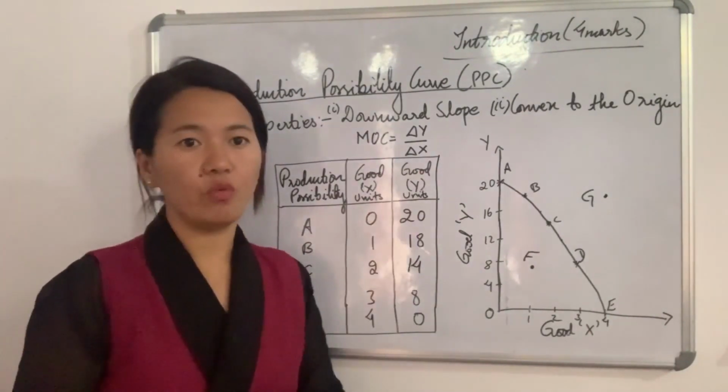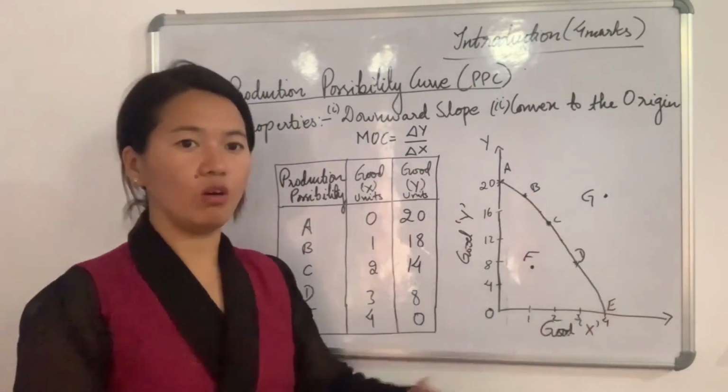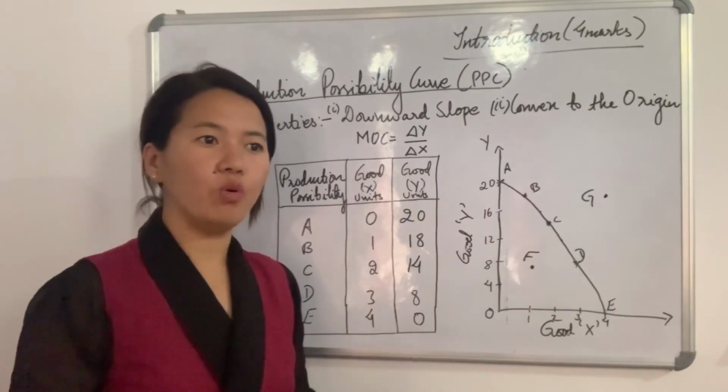And the second one is convex to the origin. It is convex to the origin because we are sacrificing more and more of good Y.